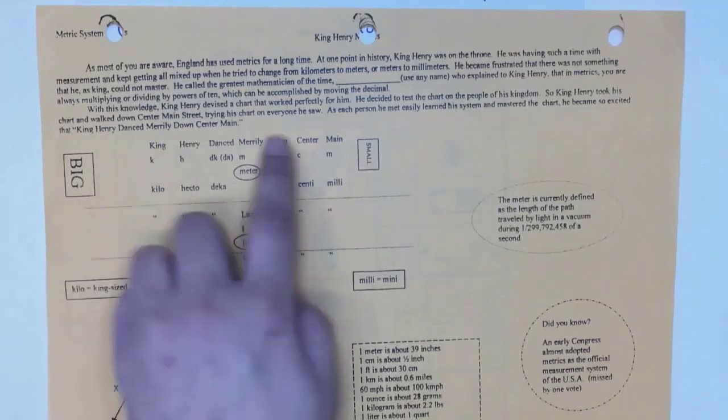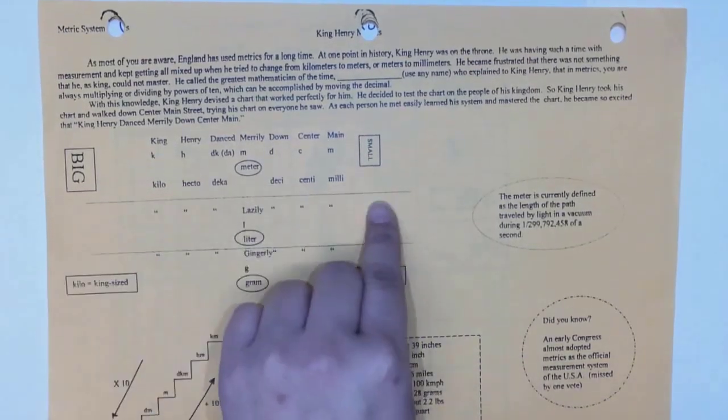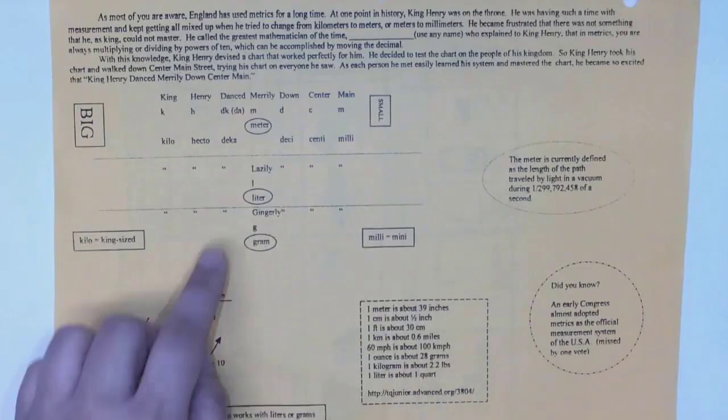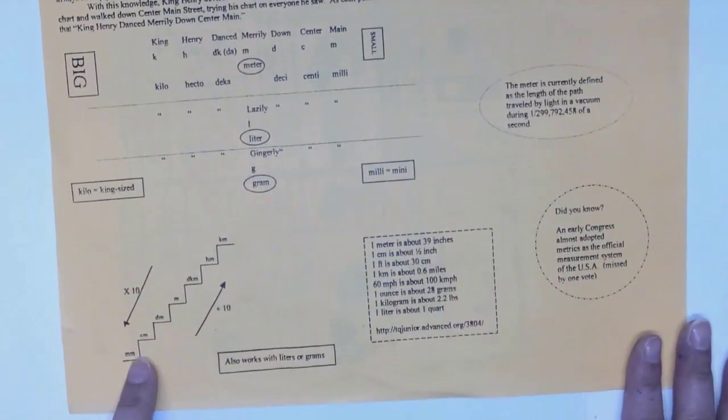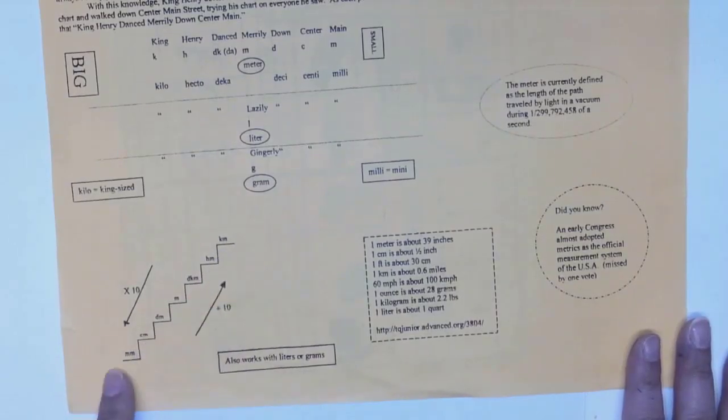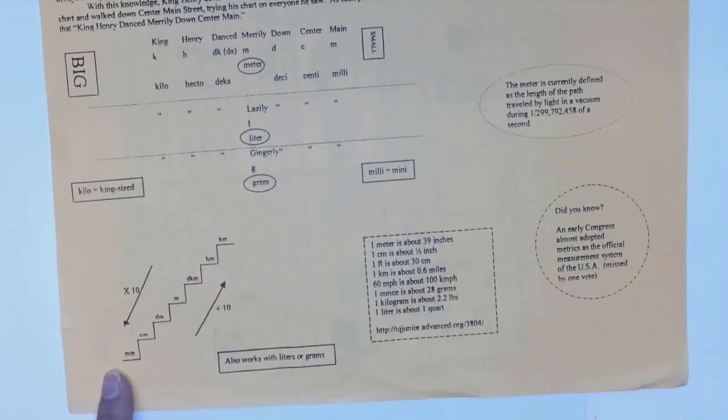So you can use the sentence to help you remember the order of them, and they change it slightly to help. And for each one you go up or down, you just move one decimal place because they're base 10 and 10 to some power. So it's a lot easier than the system that we have.